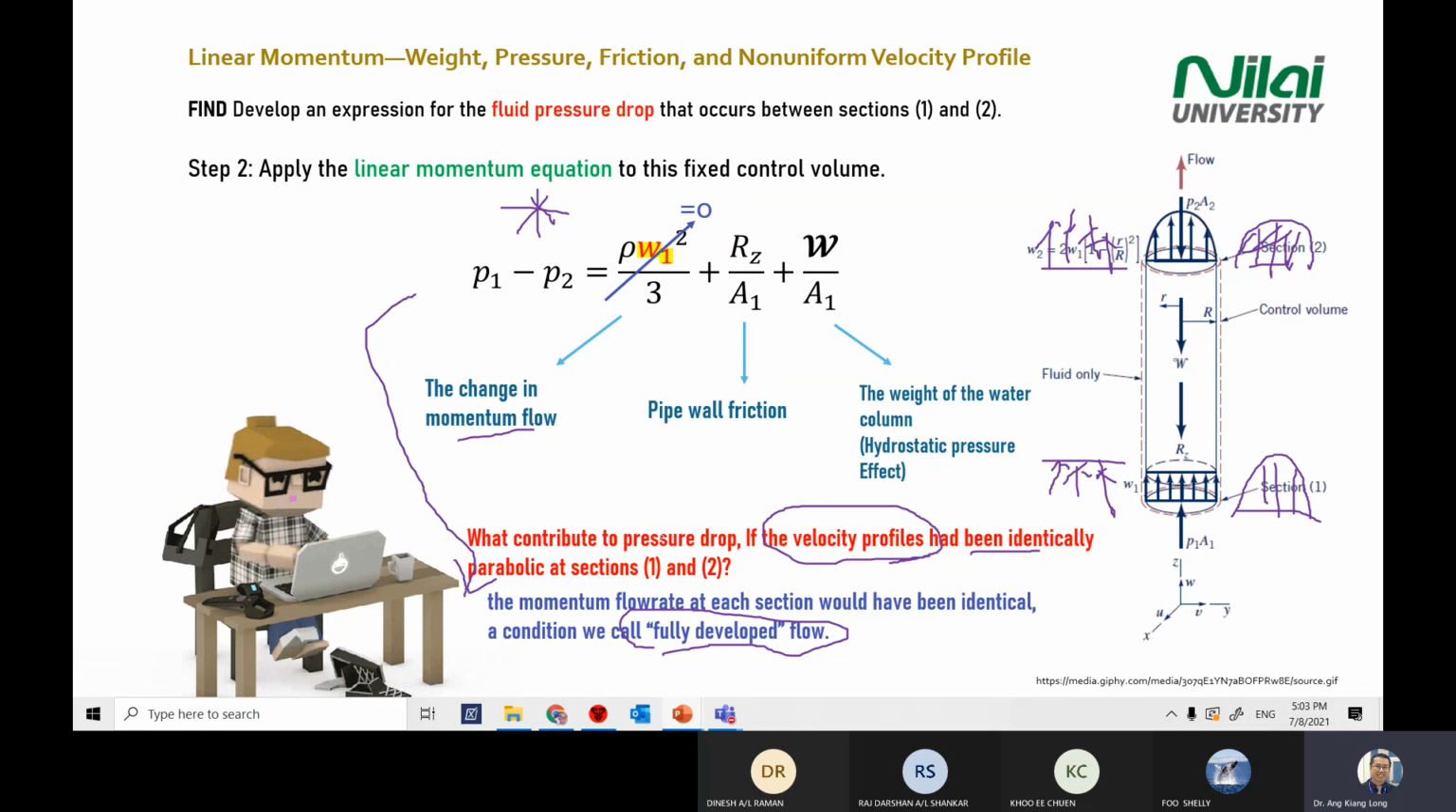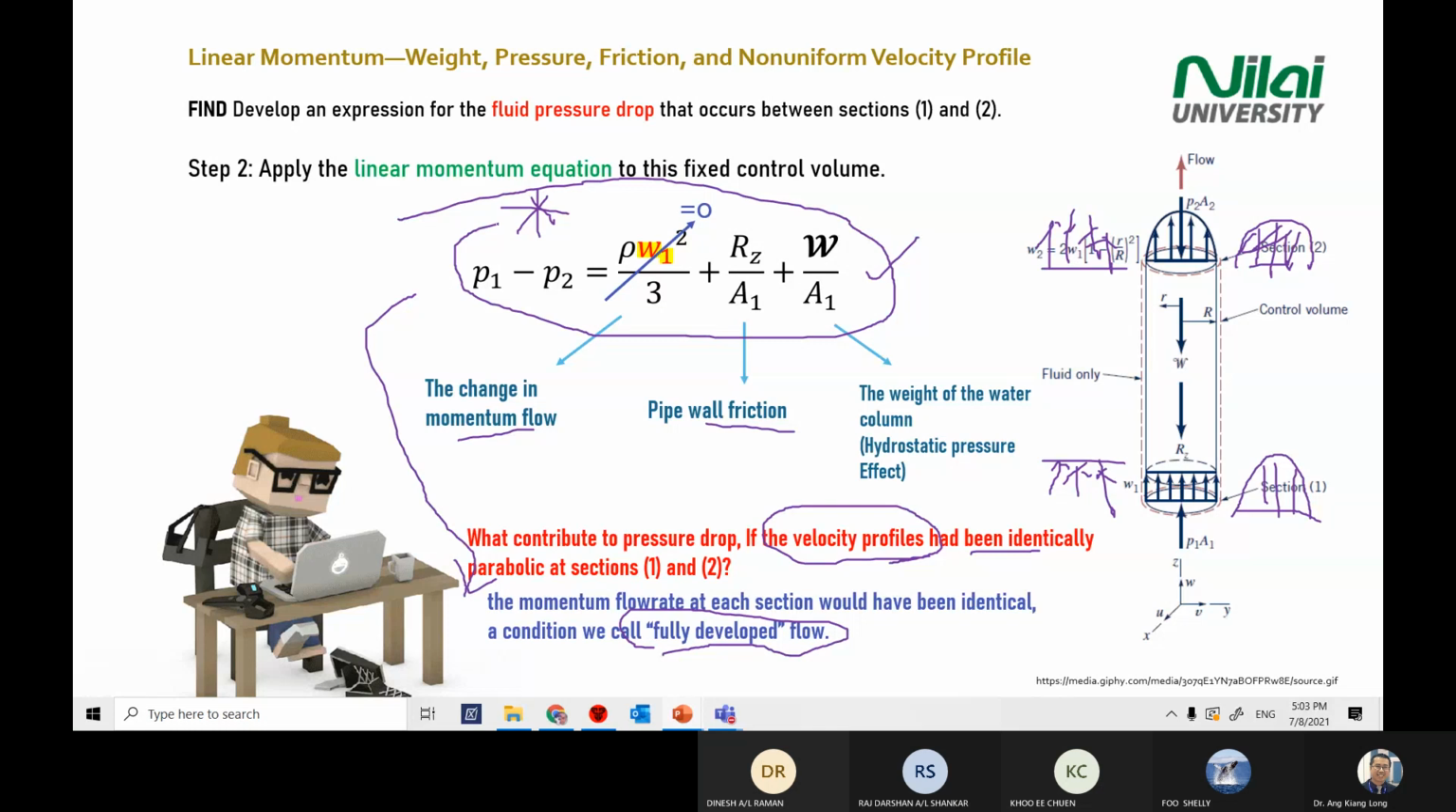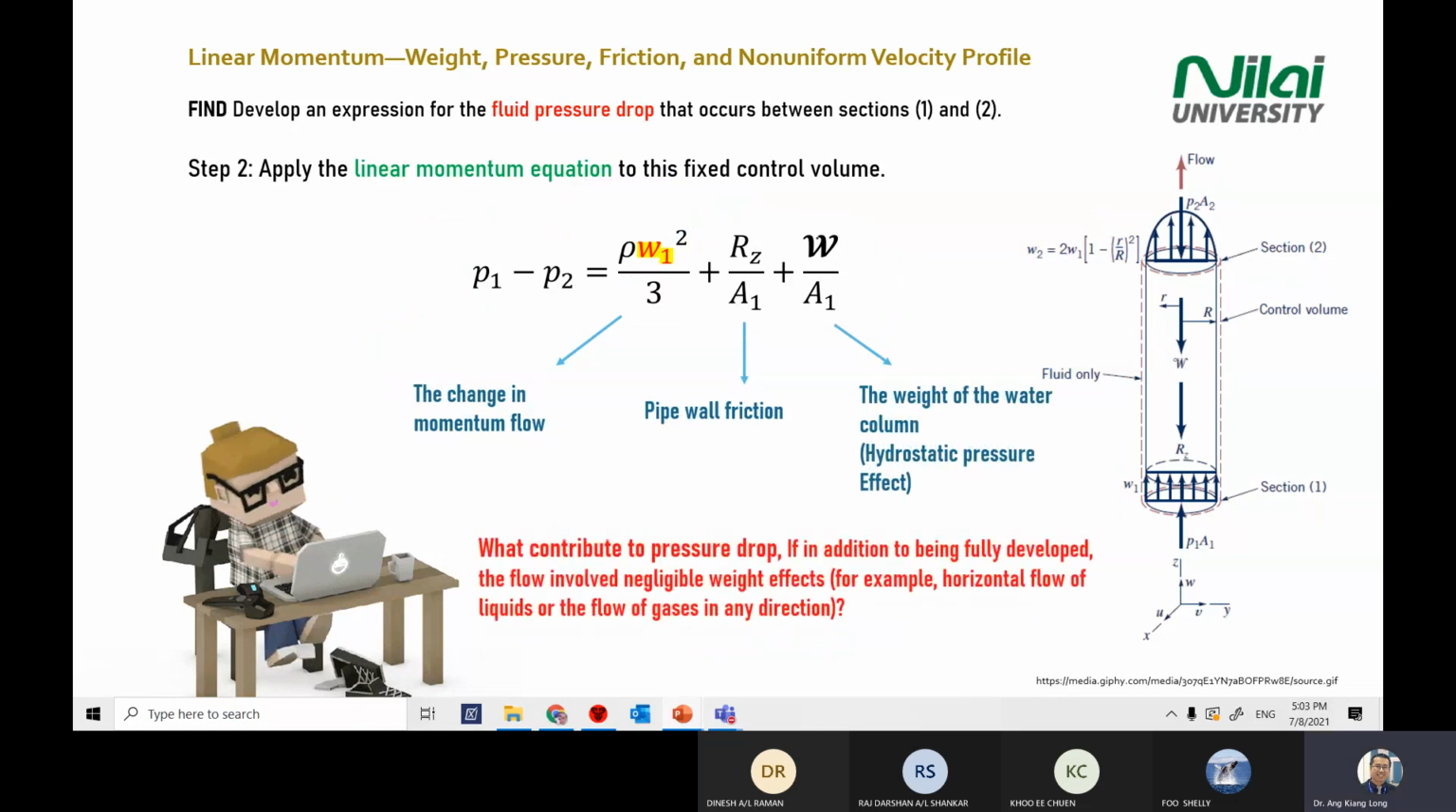They will ask you to explain, or give you a scenario, why or what happens to the wall friction and the weight of the water if you are given so-and-so scenario. Actually, you are playing with this equation. Another possible question will be: what contributes to the pressure drop if, in addition to being fully developed, you ignore the weight? What happens to the pressure? You need to think about this one.